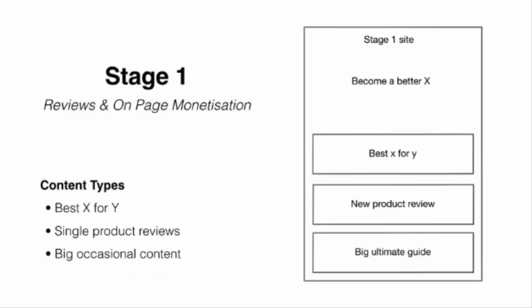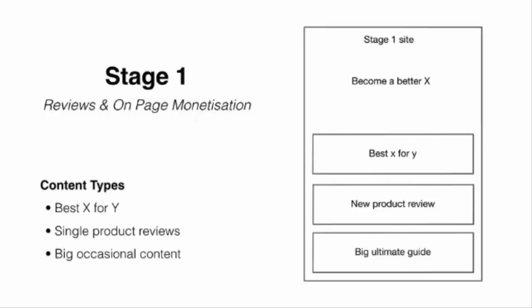Now, the content types on this type of site, as we said, are best X for Y, which is roundup reviews. So let's say the best paintball guns for a professional paintball player, for example, that would be a roundup review where you would put several guns that people could buy. Or you can have the single product review, where you take a single item and talk in depth about it, and then you have calls to action with your affiliate link. And as I say, the occasional big content.